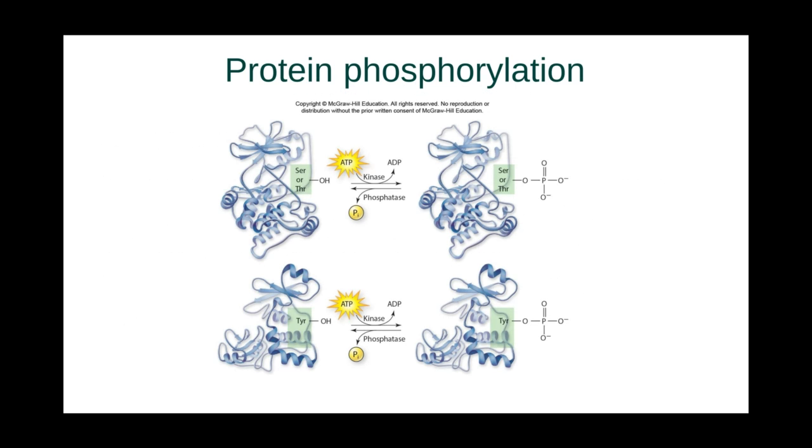But what does this physically look like? Well, just an example here, it doesn't really matter what it is, but we have a kinase, right? That's what's adding a phosphate. So we have this amorphous protein here. We have a kinase converting ATP to ADP, so it's cleaving off a phosphate group.